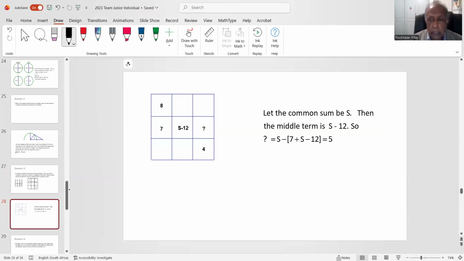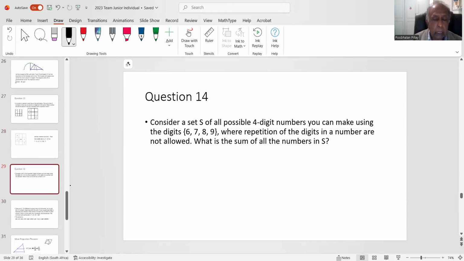So there it is. The answer is 5. You can see it there. So let's now get on to question 14.